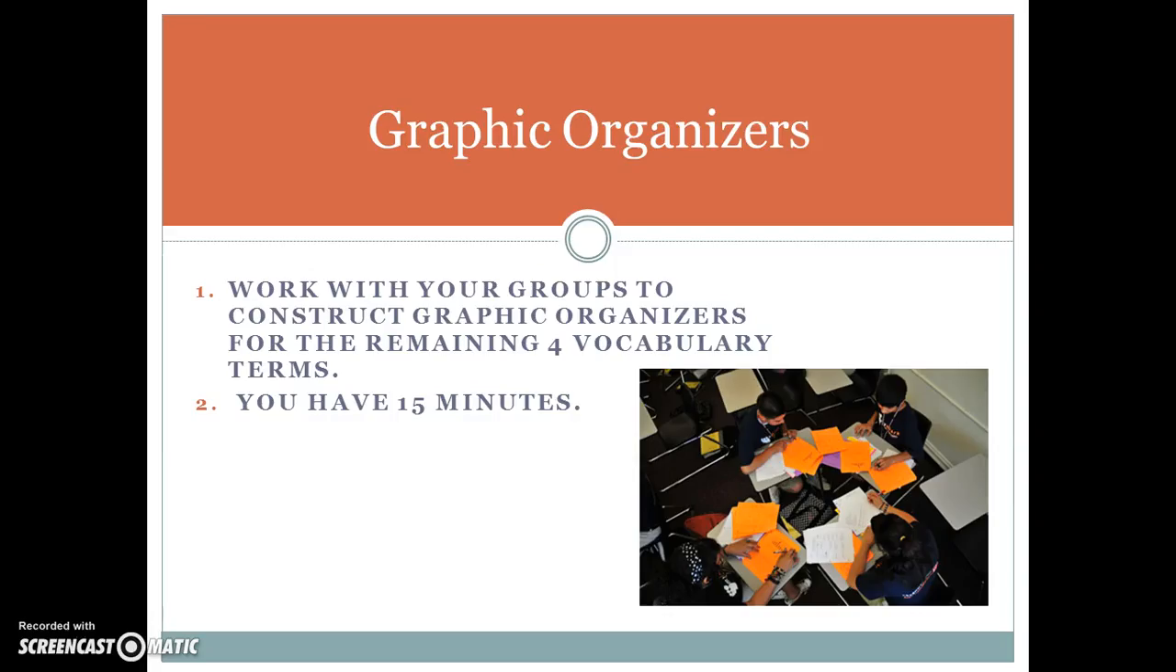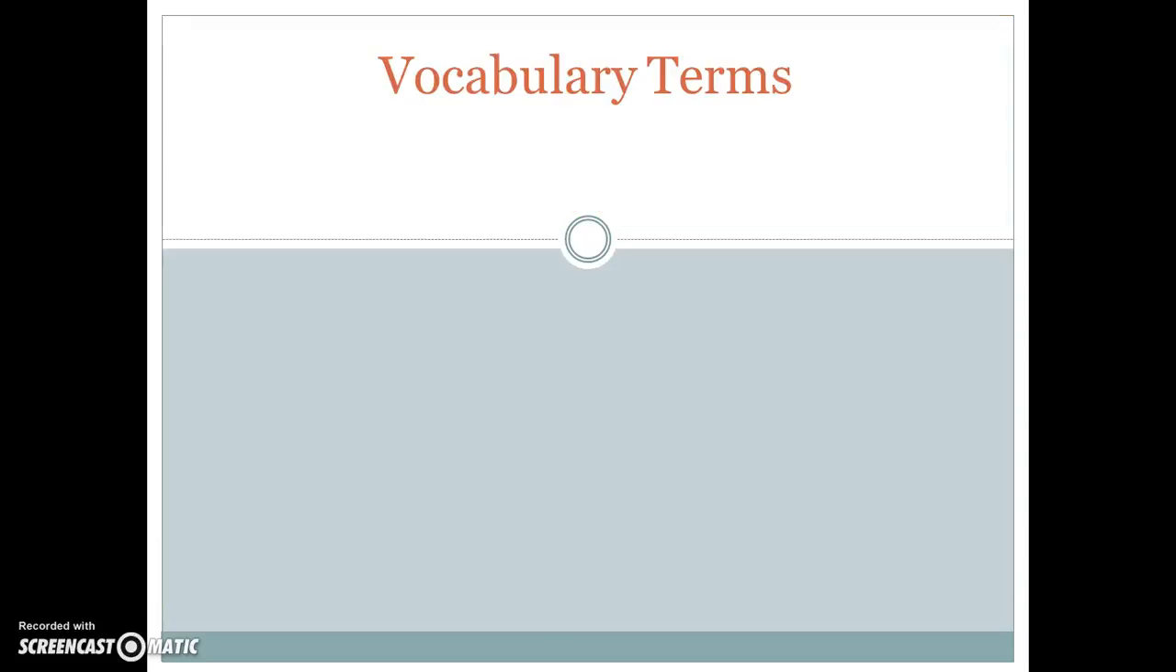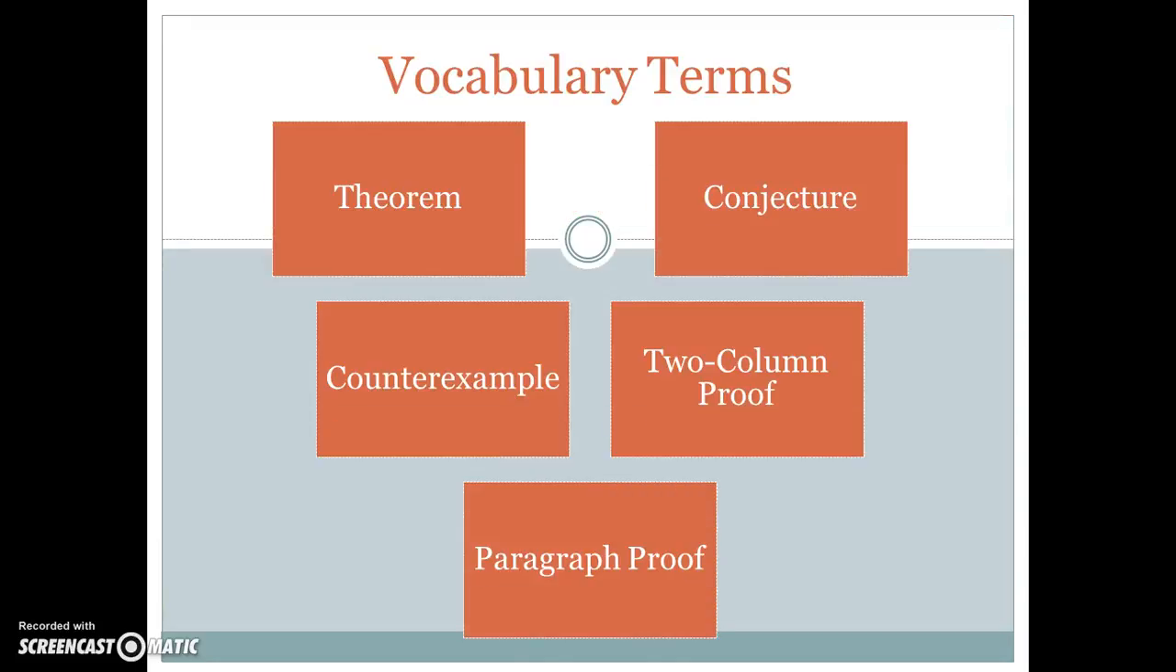Alright, I want you guys to go ahead and work with your groups here to construct graphic organizers for the remaining 4 vocabulary terms, and I'll give you about 15 minutes here to do that. Now, if you forgot, these are the terms that we have here. We have theorem, conjecture, counterexample, 2-column proof, and paragraph proof. Now, we've already done theorem, so you don't have to go ahead and redo that one. Ready? Go ahead and start working with your groups here. You have 15 minutes.